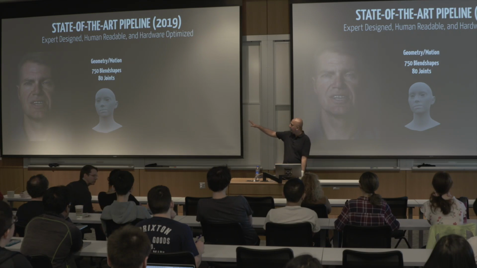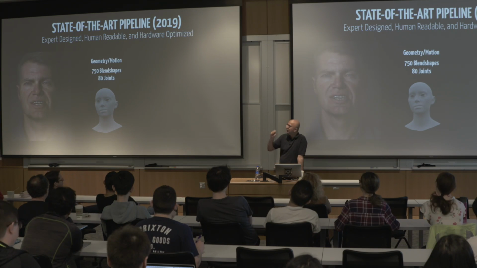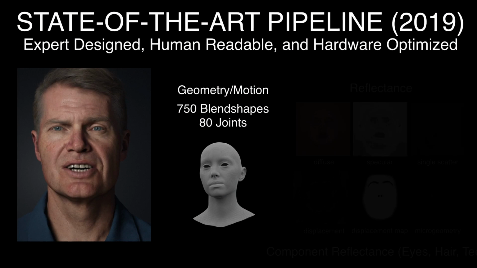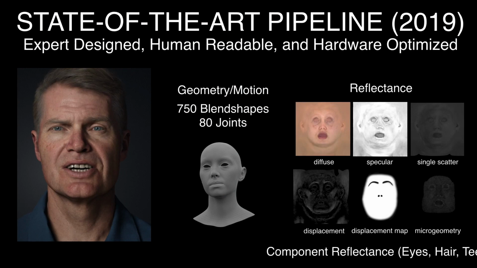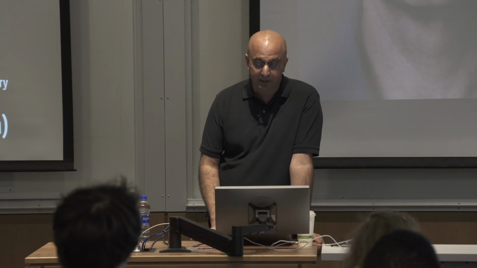In addition to the geometry and movement, which required 750 of these artist-created blend shapes, you had to create these reflectance maps that you combine together to produce a function that takes in all the lighting of a scene and produces what the output light is going to be. This required a team of artists to work for several weeks to produce one of these rigs. So this was back in 2017.